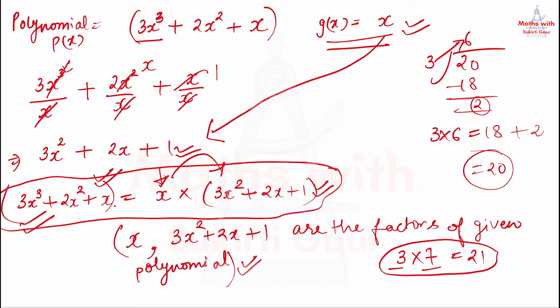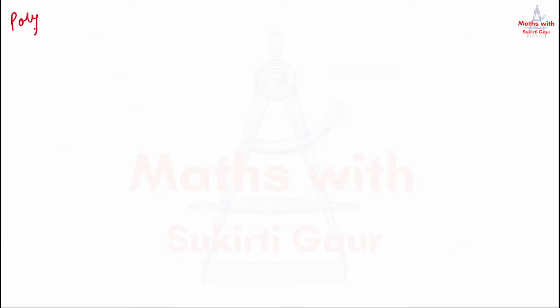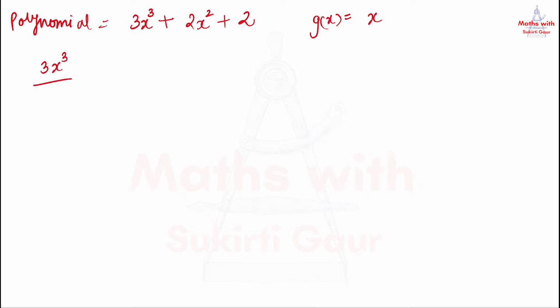Now let's move further. Now if I take a polynomial this time as 3x cube plus 2x square plus 2, and we are going to divide it by another polynomial or monomial x. What will happen now? 3x cube divided by x, 2x square divided by x. Each and every term of this polynomial is going to be divided by x, and 2 upon x. Now this will give us 3x square. This will give us 2x.